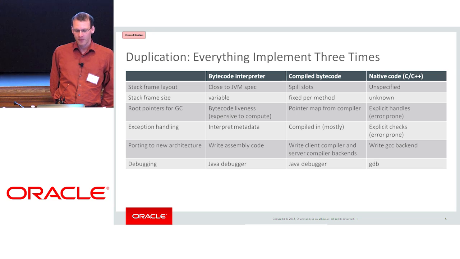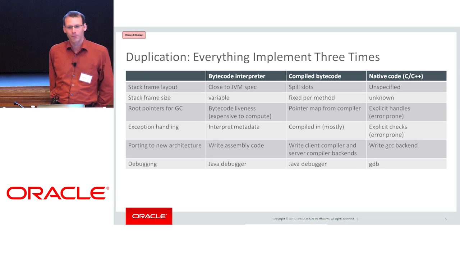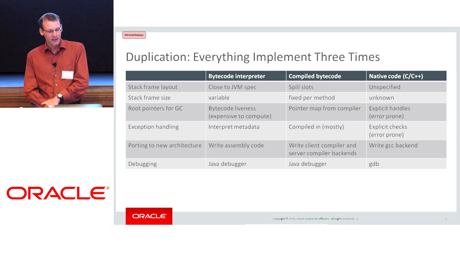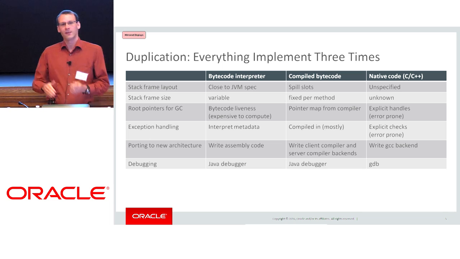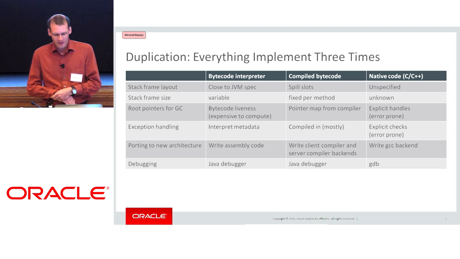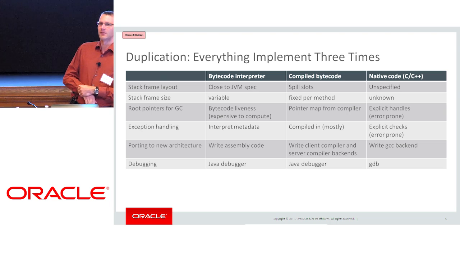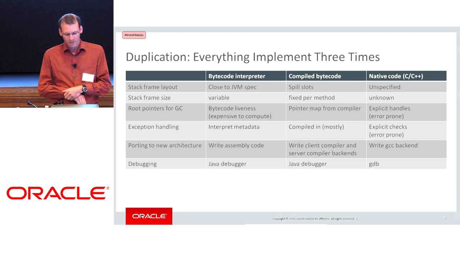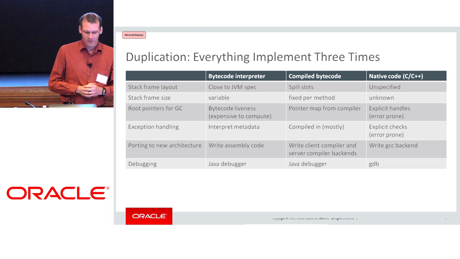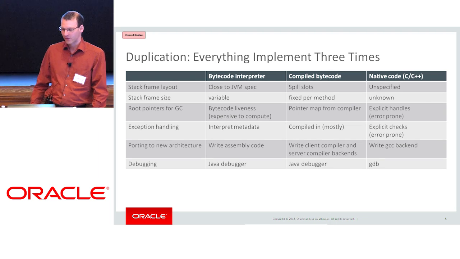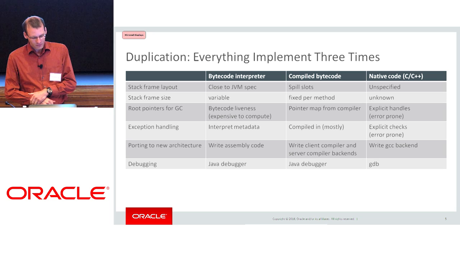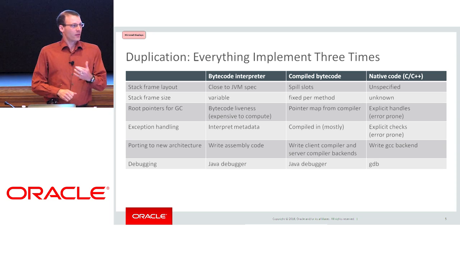You have 3 different implementations. If you want to port the Hotspot VM to a new architecture, you have to port the bytecode interpreter, write assembly code, write 2 JIT compiler backends, and write the GCC backend for the C code. Debugging, again: you have Java debugging for the Java parts, and native debugging for the C++ parts. So you have a lot of complexity.